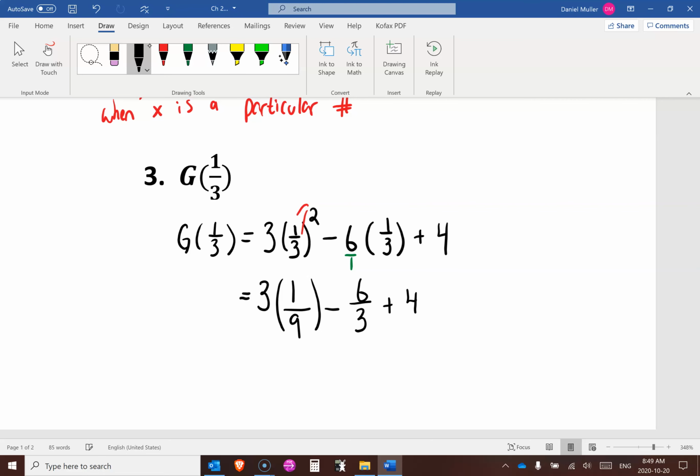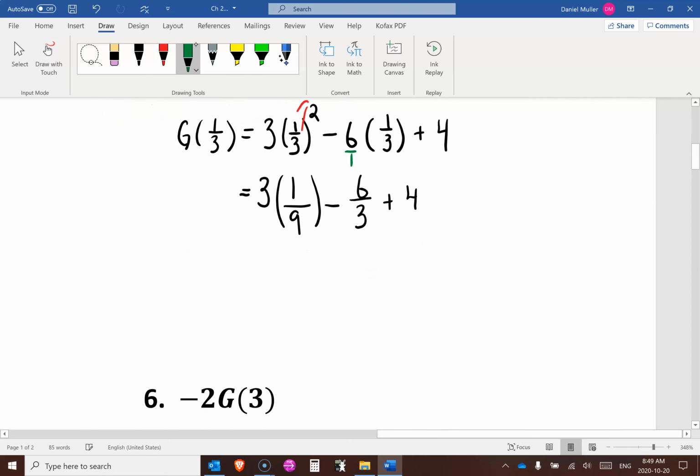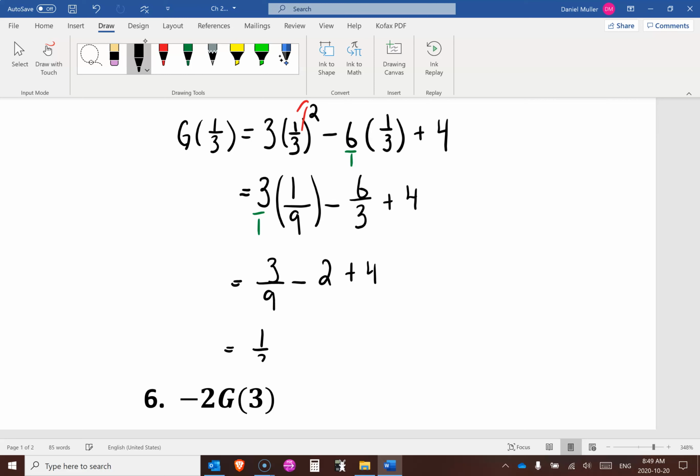Plus 4. And again, this is a fraction. So you can multiply the numerators. 3 times 1 is 3. 1 times 9 is 9. Minus. The 6 over 3 is just a 2. Plus a 4. Okay. And 3 over 9, well, that is just a 1 over 3. And I've got a negative 2 and a positive 4, which ends up being a plus 2. So I end up getting a third plus 2.